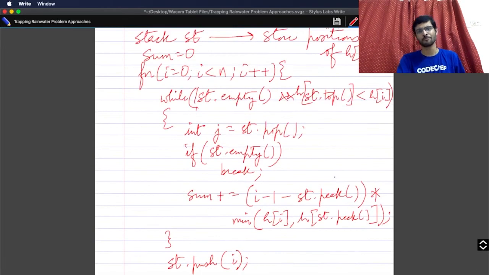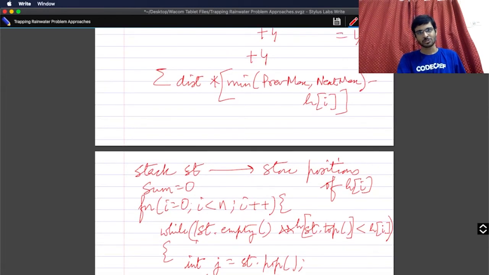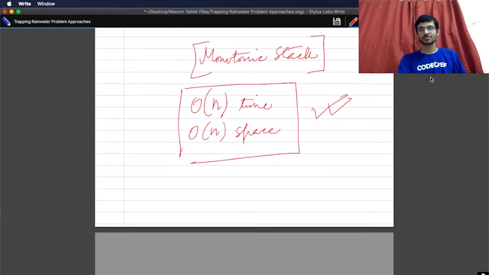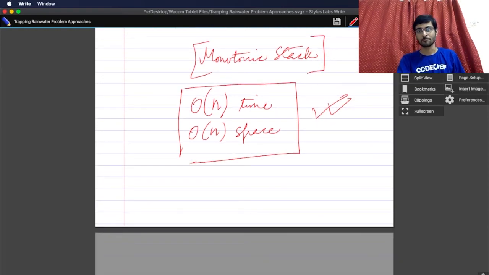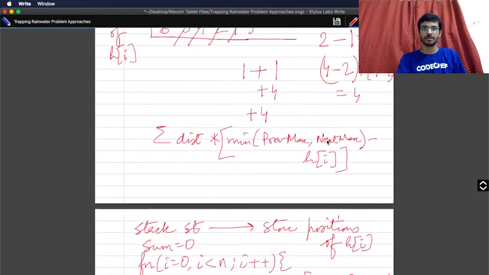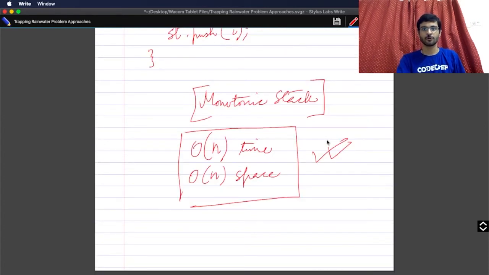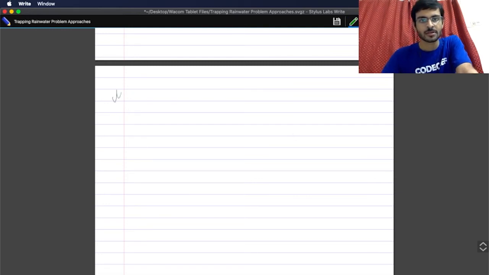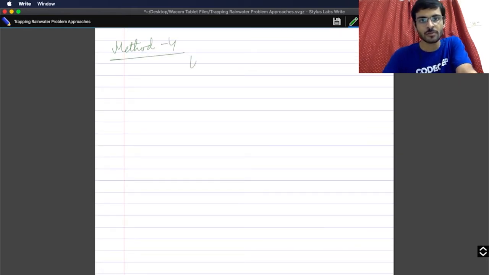But we have not really improved the statistics. So now the challenge arises for us to improve the statistics. So let us move ahead and see if we can do that as well. Method 3 we have done, so method 4 we'll be doing over here. Method 4, okay, we'll be using 2 pointers.